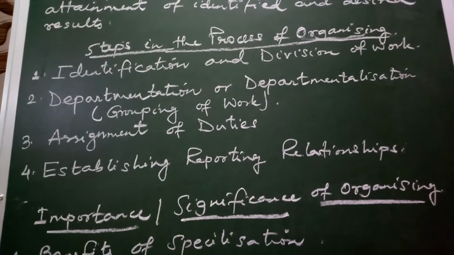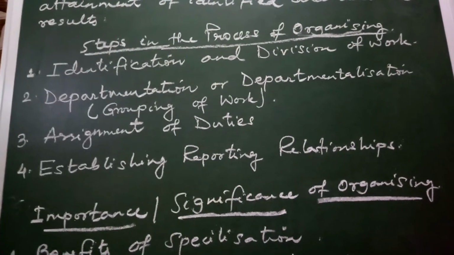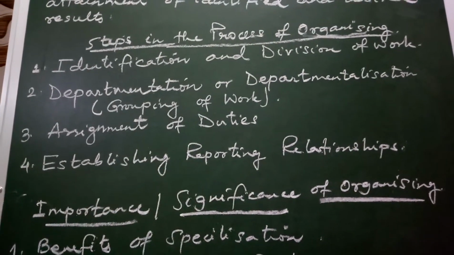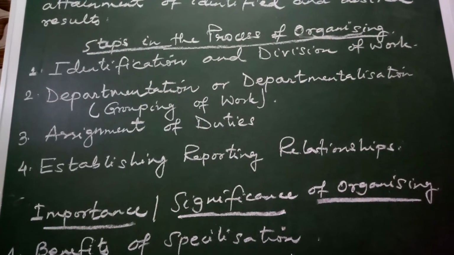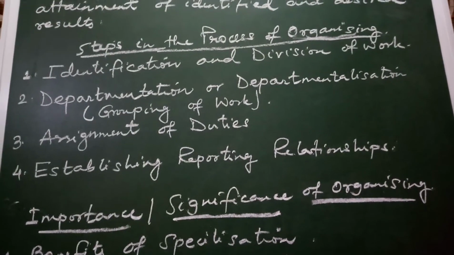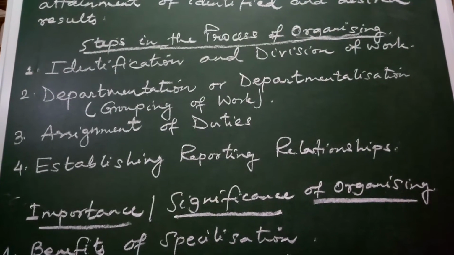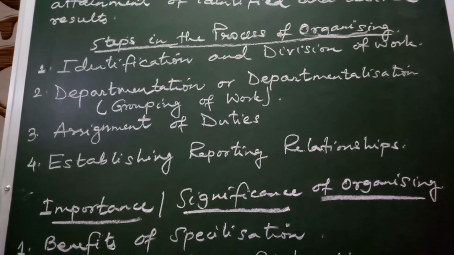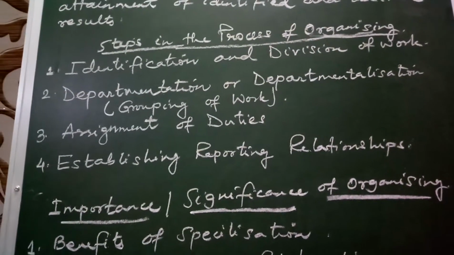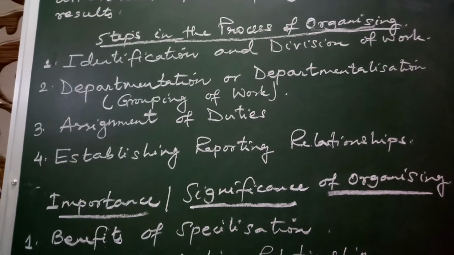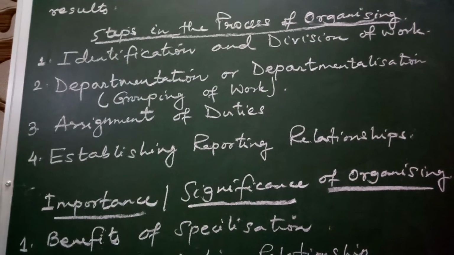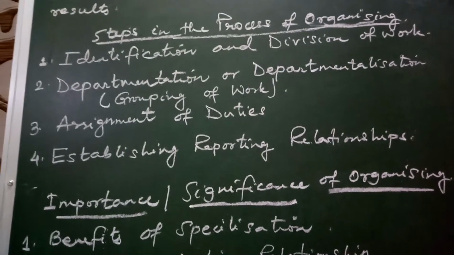Next is the assignment of duties. After grouping the work into various departments, now we have to define certain job positions. We have to allocate various employees. Therefore, each department is placed under the charge of an individual. Assignment of duties means giving of duties. These duties can be assigned only after departmentation.